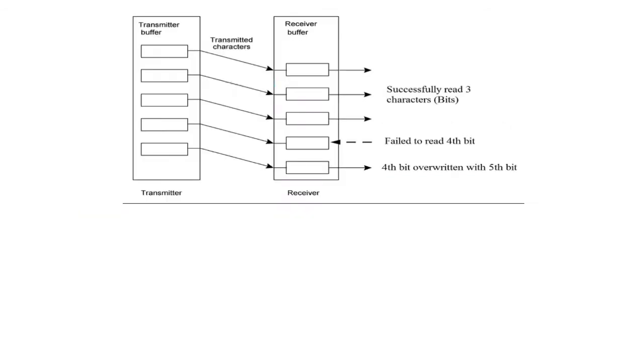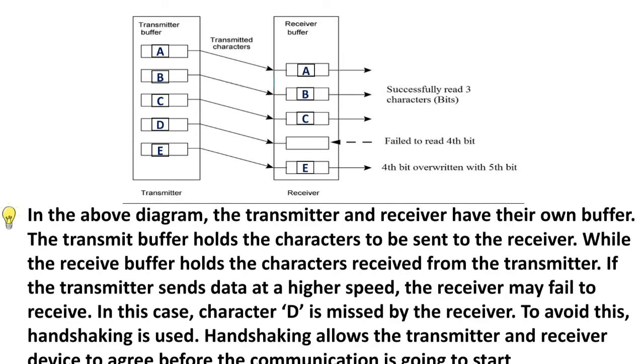If you see the figure, the transmitter buffer has 5 characters: A, B, C, D, E. Similarly, the receiver buffer also has 5 characters: A, B, C, D, E. The transmitter and receiver have their own buffers; the transmitter buffer holds the characters to be sent to the receiver, while the receiver buffer holds the characters received from the transmitter.